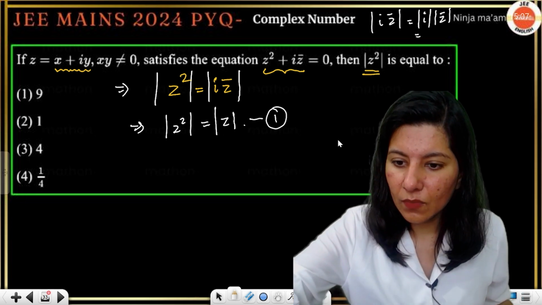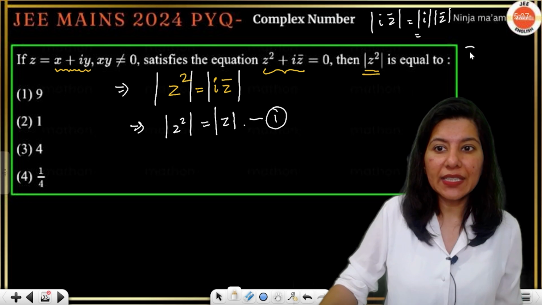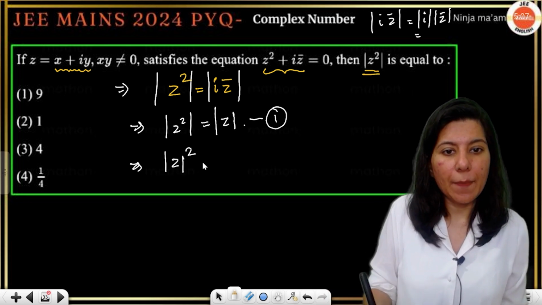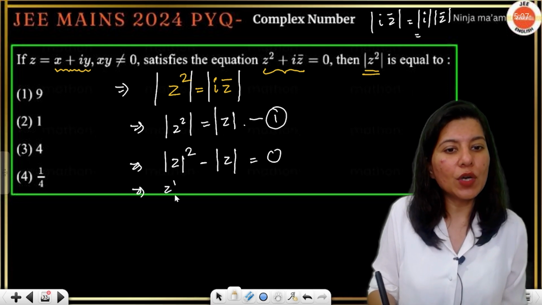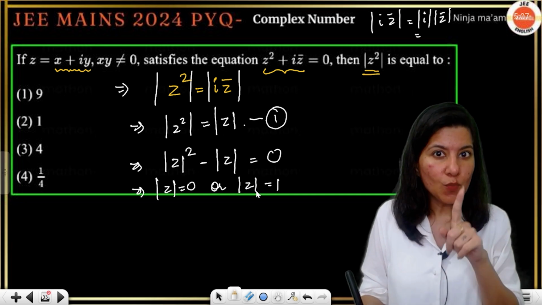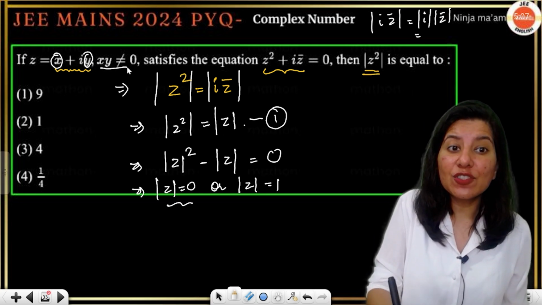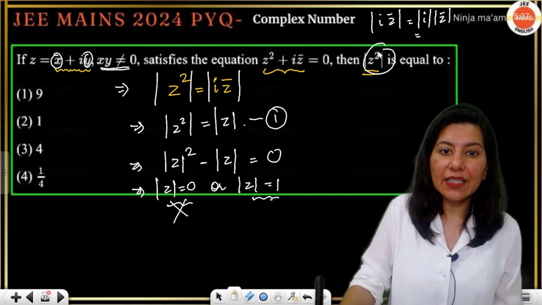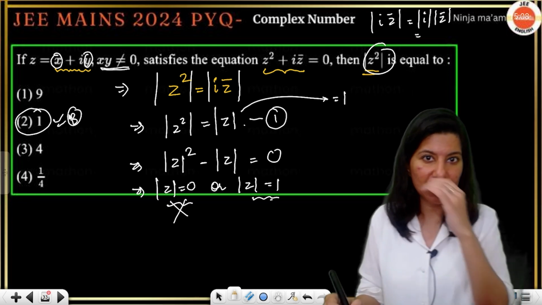Okay. All right. Now clearly with the use of the property, I can write mod z square minus mod z is equals to 0. This implies either mod z is 0 or mod z is 1. Now mod z 0 means both x and y are 0 at the same time, which is not possible. So this is rejected. That means mod z is 1. If mod z is 1, then clearly this equation becomes 1. So 1 is absolutely right. Option B is absolutely correct.